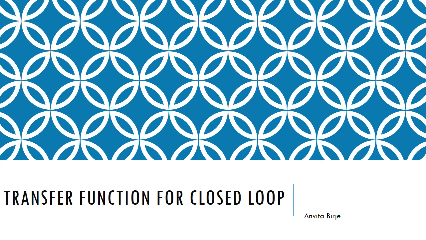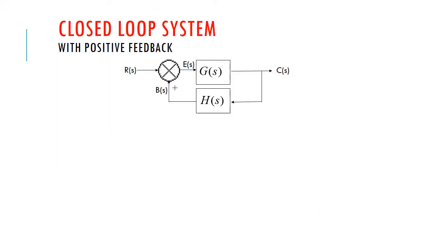In this PPT, we are going to see the transfer function for closed loop. Transfer function is the ratio of the Laplace transform of output to the Laplace transform of the input under the assumption that all initial conditions are 0. When we consider the closed loop, there is feedback present in the system.